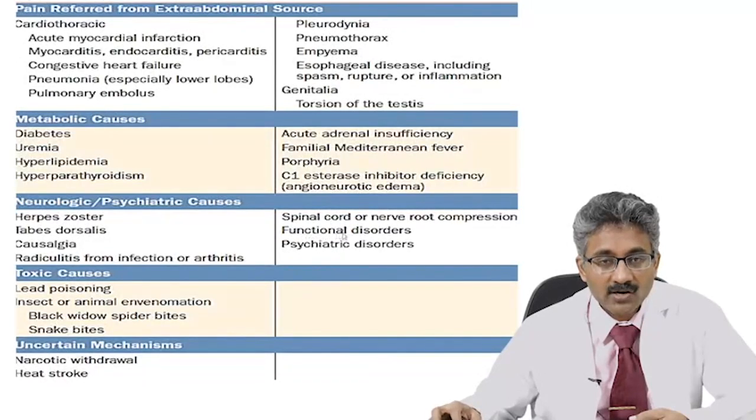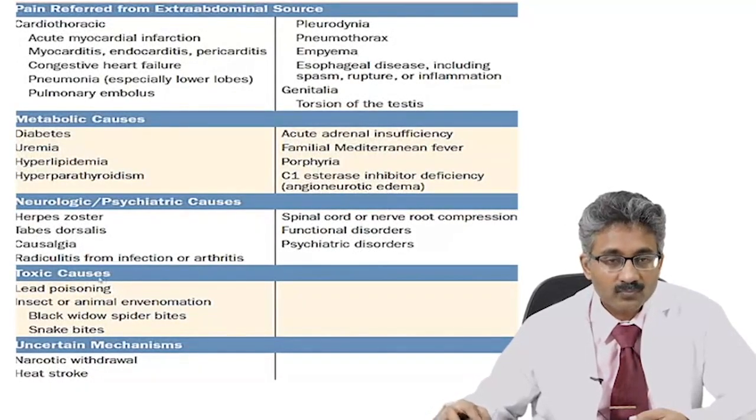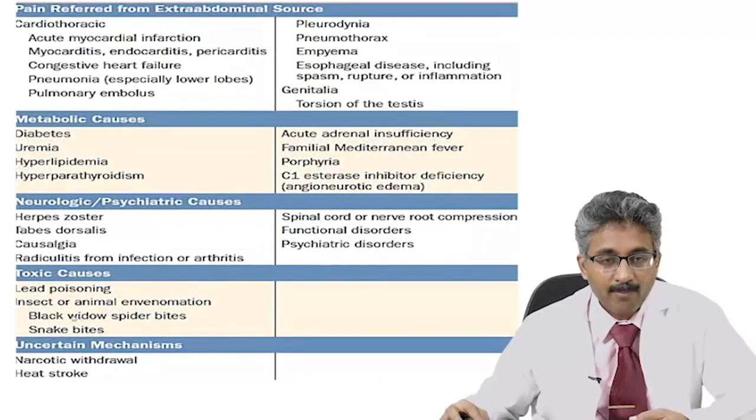Then functional disorder, one of the commonest causes, with the increasing incidence of irritable bowel syndrome, IBS. Then psychiatric conditions. Toxic causes: lead poisoning, insect or animal envenomation, black widow spider, snake bite. And uncertain mechanisms: narcotic withdrawal and heat stroke.